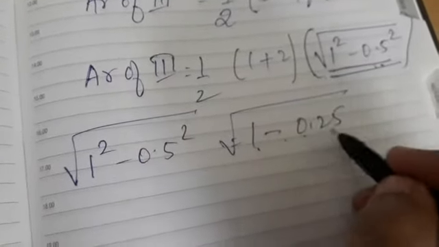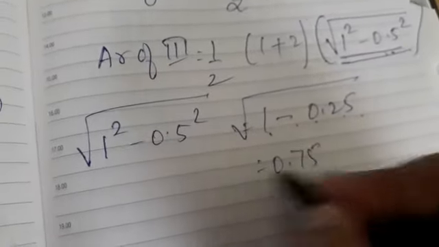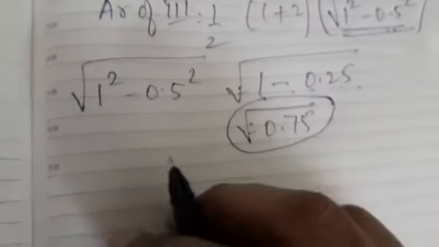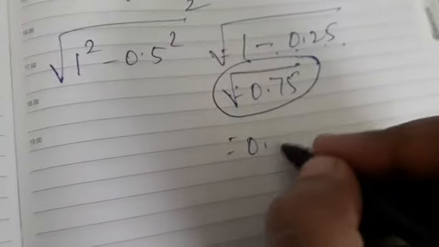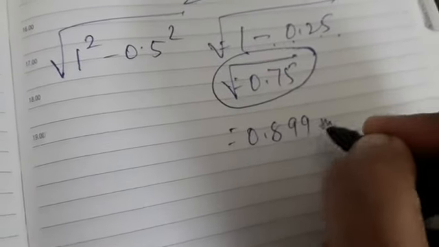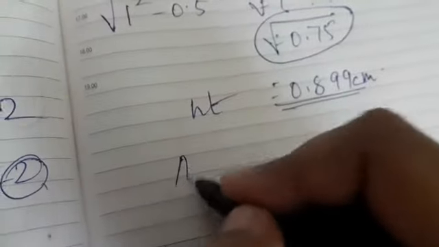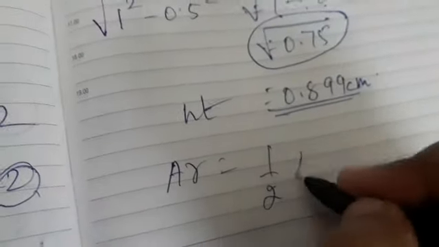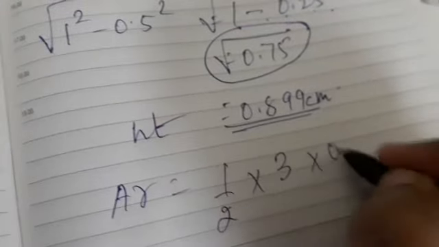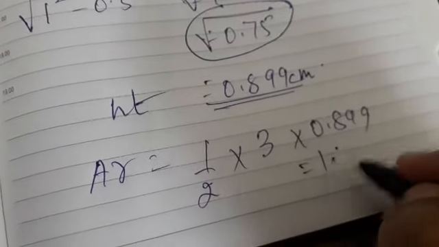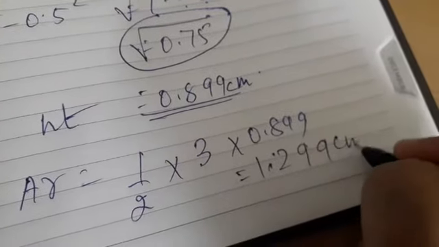Now 1 minus 0.25 will give you 0.75. Now what is the square root of 0.75? When you solve it by the long division method, you will get 0.899 centimeter. This is the height. So the area will be half into 3 into 0.899, which on solving gives 1.299 centimeter square.